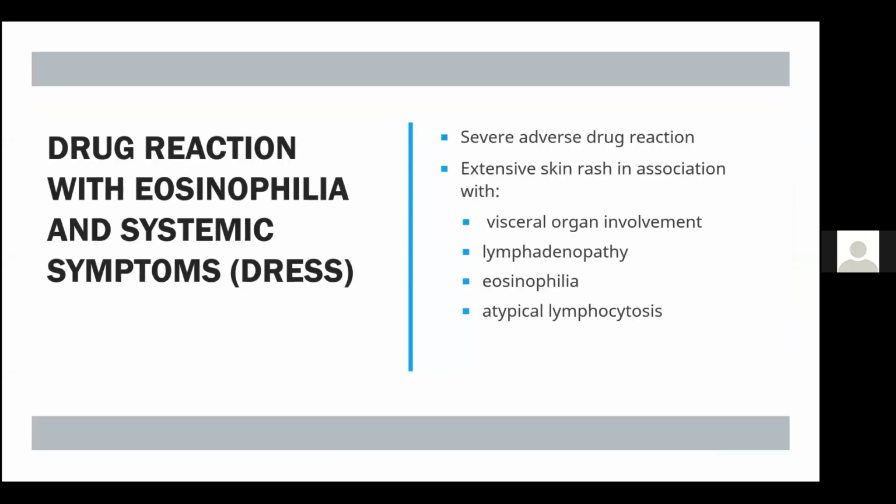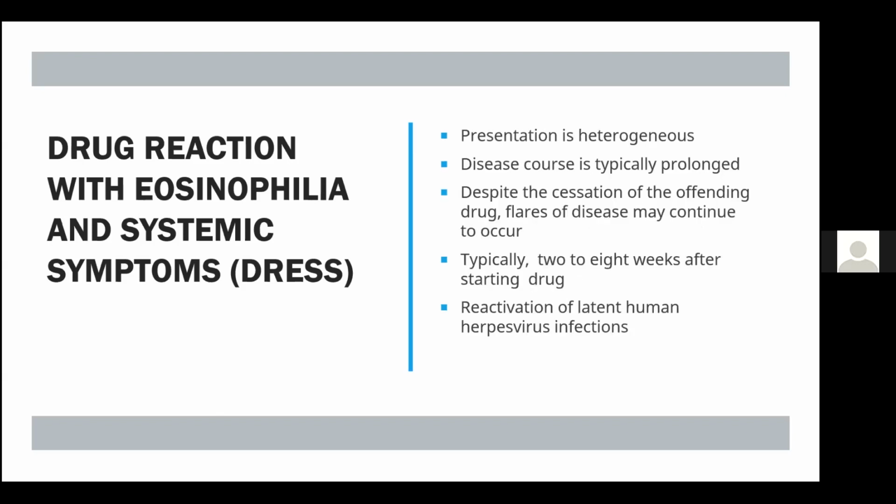So DRESS, or drug reaction with eosinophilia and systemic symptoms. This is a severe adverse drug reaction, and you get extensive skin rash. The skin rash is usually maculopapular, and it's associated with visceral organ involvement, especially the liver. You can get increased AST and ALT, and you also get lymphadenopathy. On the FBC, you can see eosinophilia and atypical lymphocytosis.